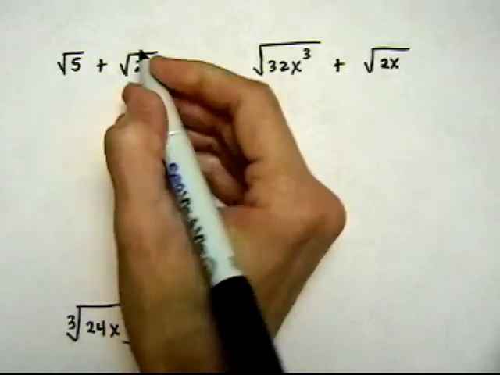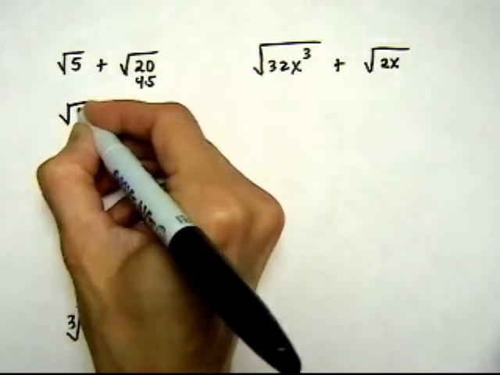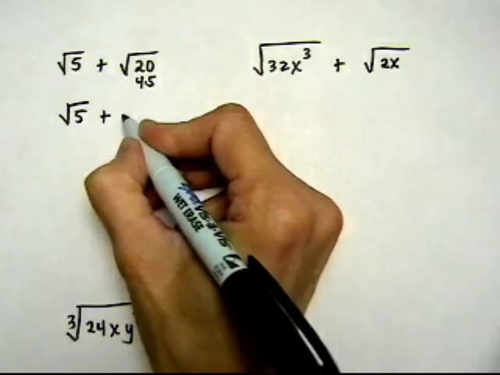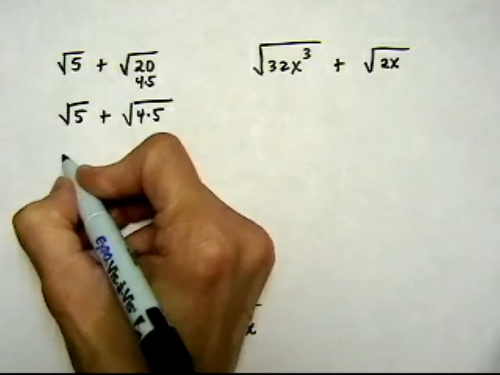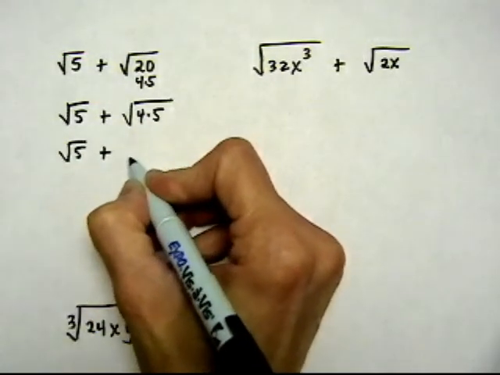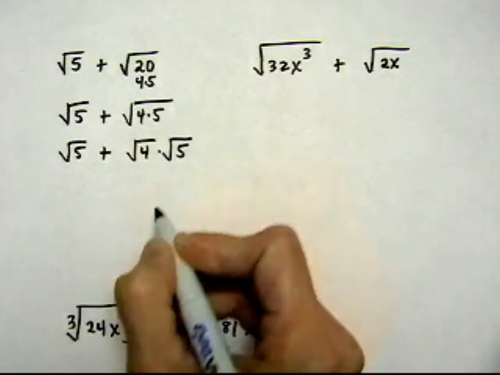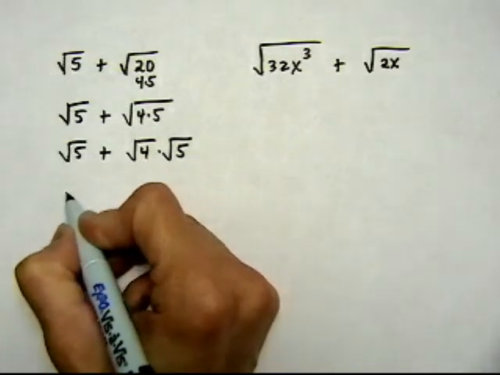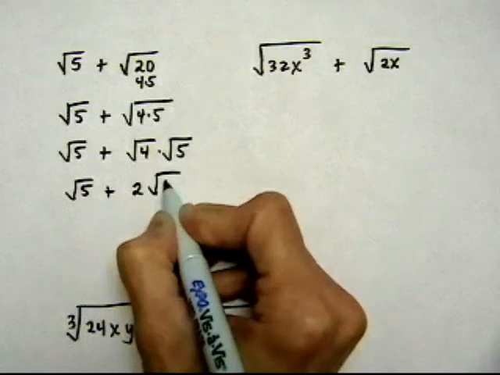Now 20 is 4 times 5, so I'm going to rewrite root 20 as, so I just bring down the root 5 plus, and rewrite this as root 4 times 5. And then we can break it off and say root 5 plus, and we can split root 4 times 5 into root 4 times root 5. And that means we can go ahead and take the root of 4. Square root of 4 is 2. So now we have root 5 plus 2 root 5.